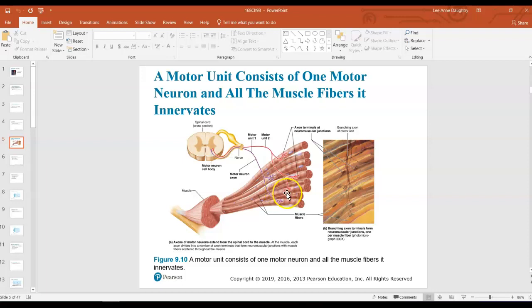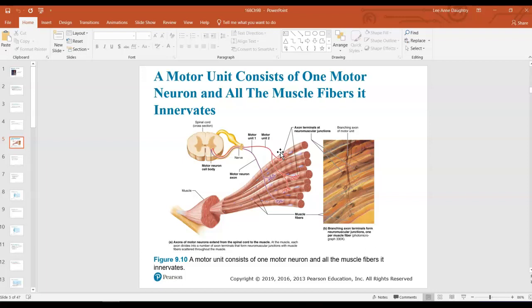And we noticed that sometimes one axon is connected to many muscle fibers. As you can see here, here's motor unit 1, which is connected to 2 separate muscle fibers. And then motor unit 2 is connected to 1, 2, 3 separate muscle fibers. When we look at the neuron and all the muscle fibers it innervates, we call that a motor unit.